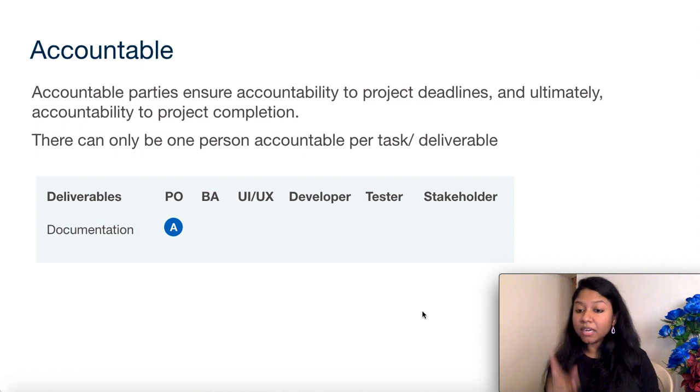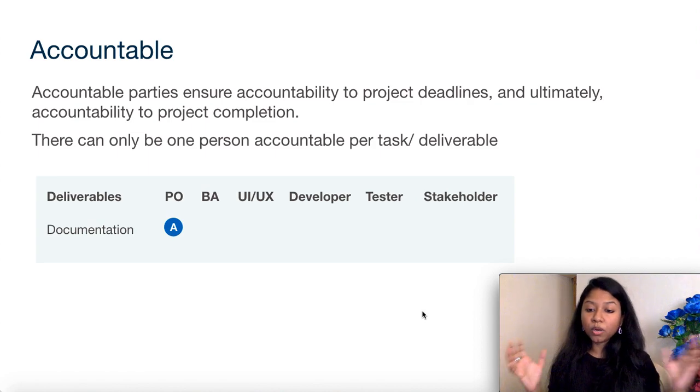Now there can again be only one person who's going to be accountable. Why? Because we just want to avoid people again pointing fingers or not taking up that accountability or ownership themselves. So that's why we want to mention one person to be accountable. An example over here is, let's say the documentation: you need to get the sign-offs, you need to get the approvals, you need to get your requirements verified.